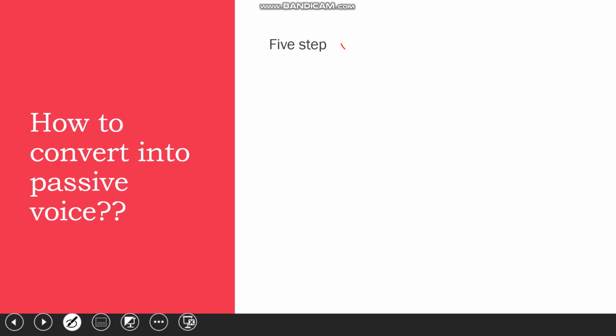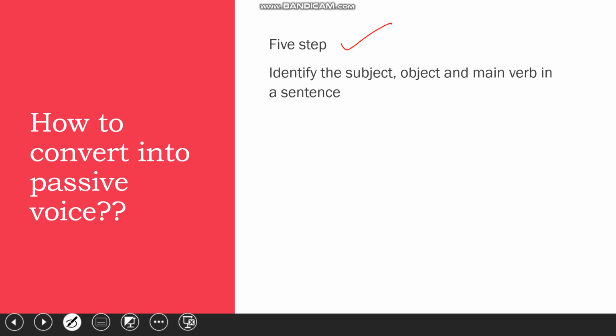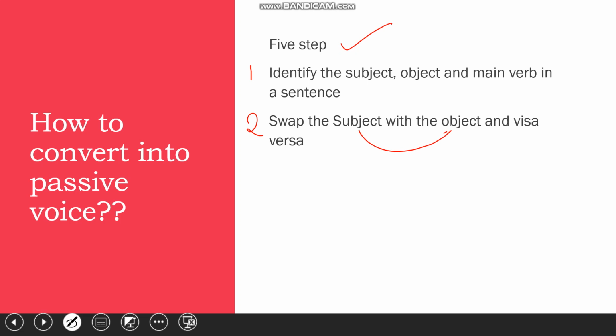We follow the 5-step rule. Step 1, you will identify the subject, the object and the main verb in the sentence. Second, you will swap the subject with the object and the object with the subject. Vice versa means the other way around. That means the subject will go to the object's place and the object will come to the subject's place.